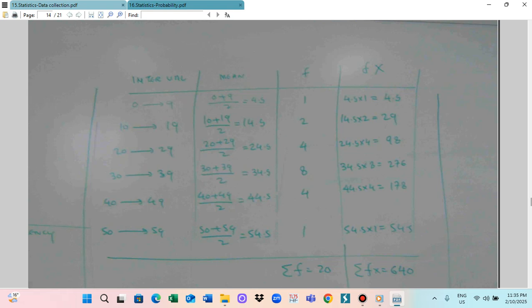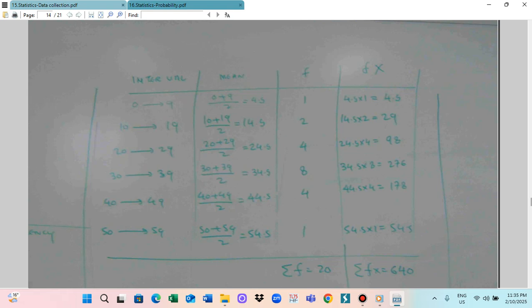And also the 20 to 29. So 20 plus 29 divided by 2, so this becomes 24.5. And the frequency is 4. So 24.5 multiply 4 becomes 98. And 30 to 39. So 30 plus 39 divided by 2, so the mean is 34.5. The frequency will be 8. So 34.5 multiply 8 will be 276.